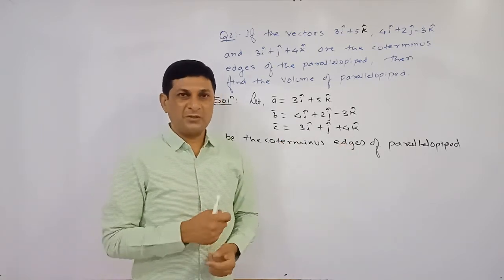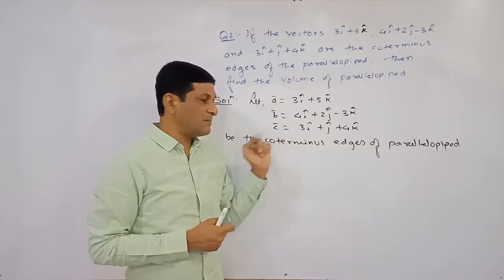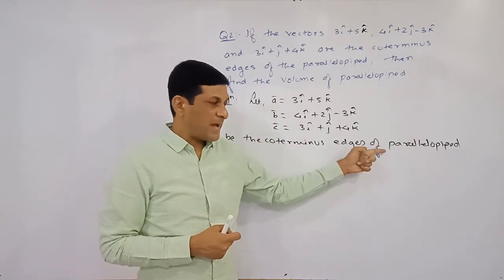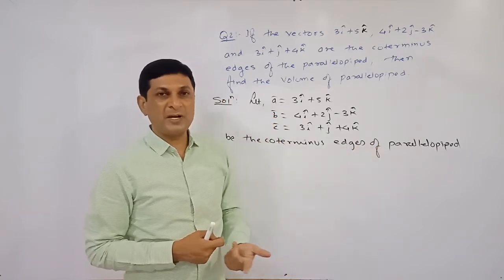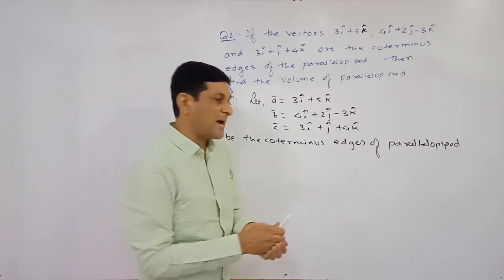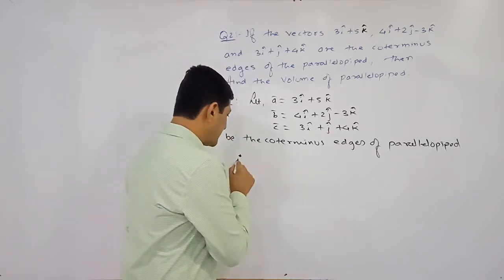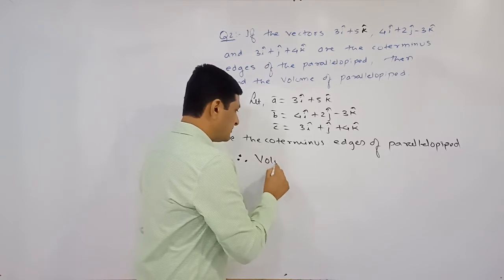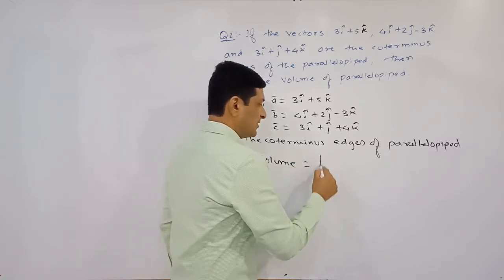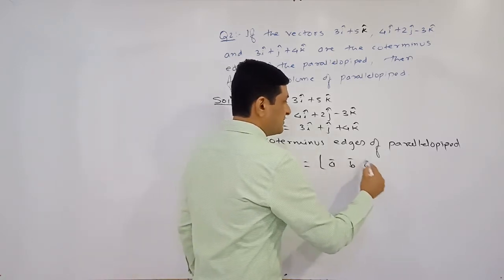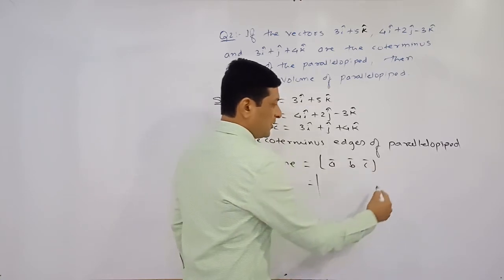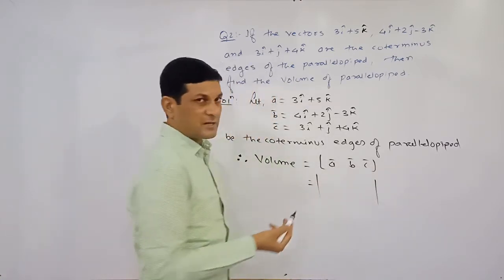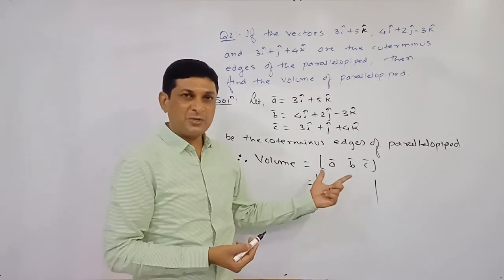So we have proved one theorem that if a bar, b bar, c bar are coterminous edges of a parallelepiped, then the volume of the parallelepiped is equal to the box product of a bar, b bar, c bar. Therefore, we can say that volume is equal to the box product of a bar, b bar, c bar. Box product means scalar triple product, and the scalar triple product can be found using a determinant.